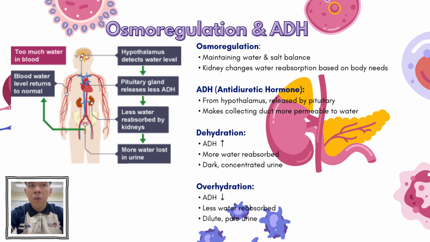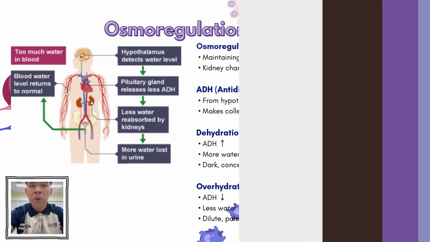When we are dehydrated, the brain releases more ADH, which increases water reabsorption. This makes our urine dark and concentrated. When we are overhydrated, less ADH is released, so less water is reabsorbed, leading to dilute, pale urine. Basically, ADH is like a message telling the kidneys, don't waste water.